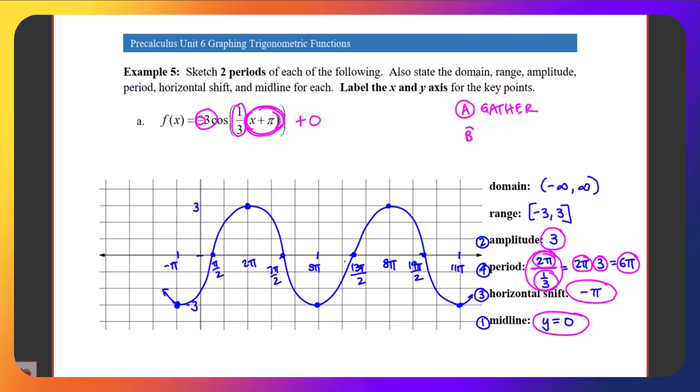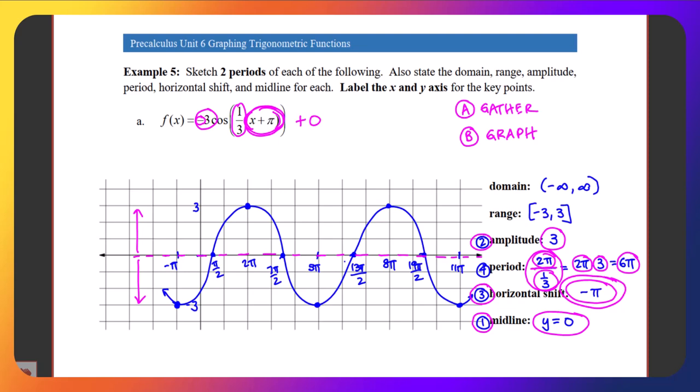B is to graph, and let's see if this order makes sense to you. The first thing I'm going to do is look at the midline. And so the midline is y equals 0, so the graph is still going to be centered on the x-axis. The second step I'm going to do is the amplitude, so I'm going to go up and down 3 from the midline. The third thing I'm going to do is the horizontal shift. The horizontal shift is to the left pi.